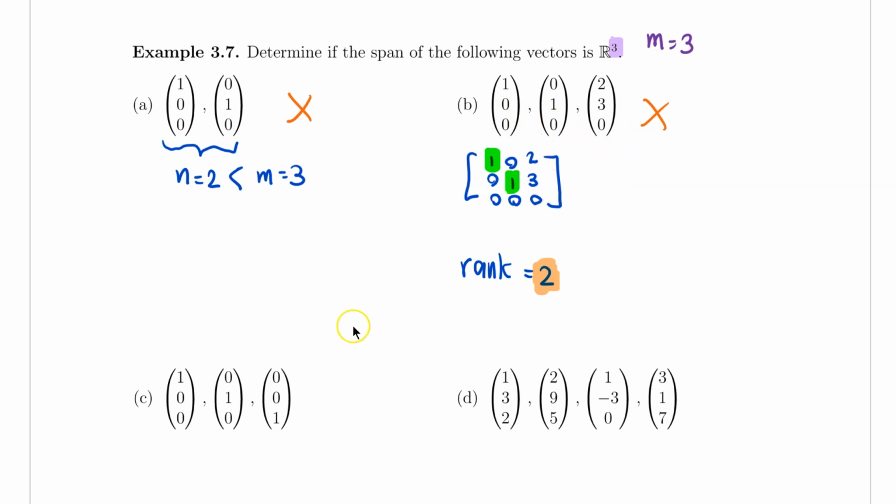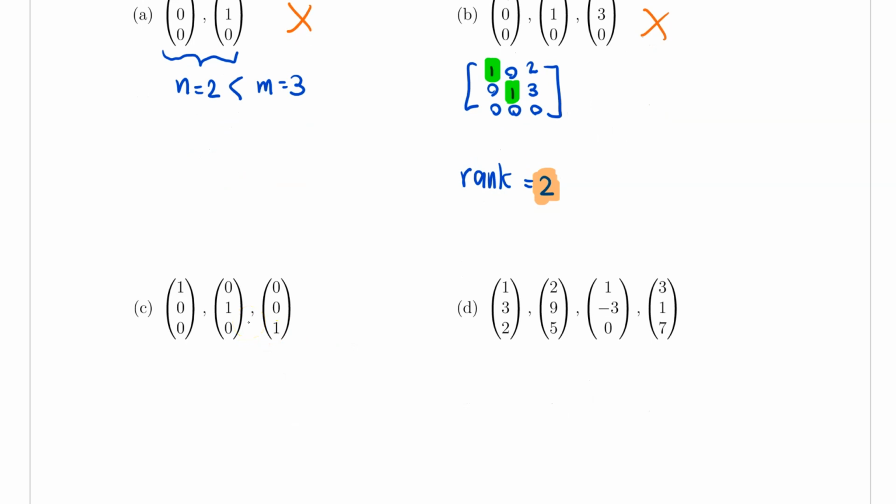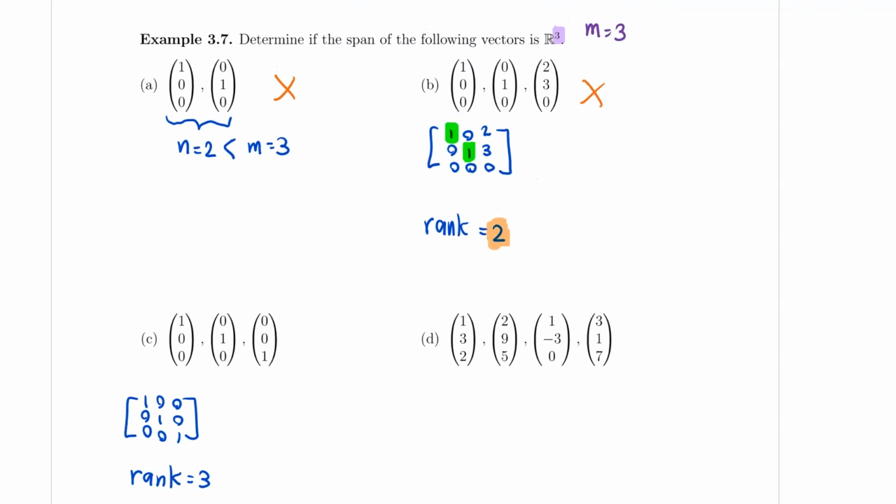But if I look at the third one and form a matrix here, it's just the identity matrix. This is already in reduced row echelon form, and the rank is going to be 3. Because the rank is equal to the value m that I want, I can conclude that this is going to span R^3. That makes sense because these 3 vectors are just the standard basis for R^3.